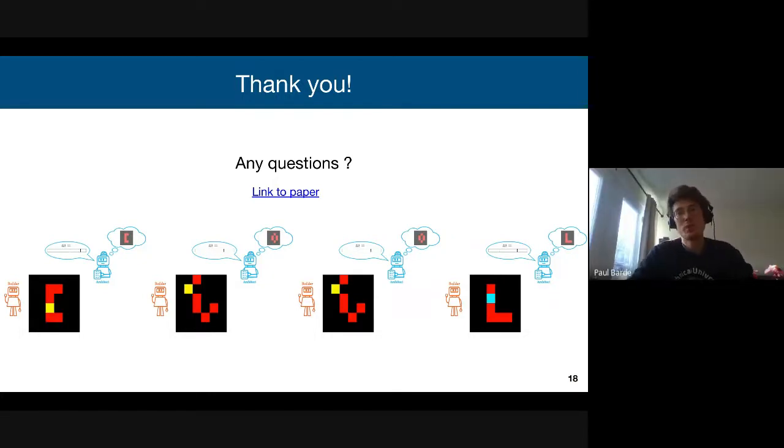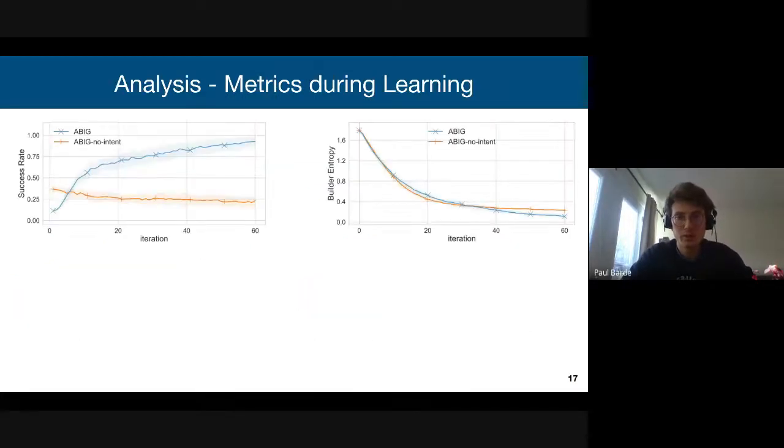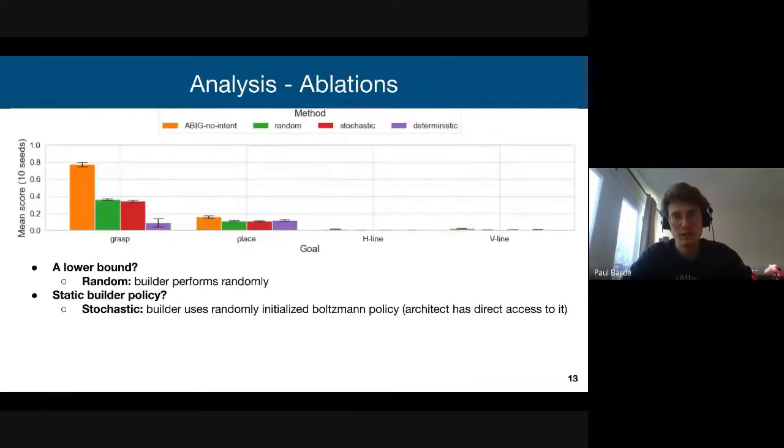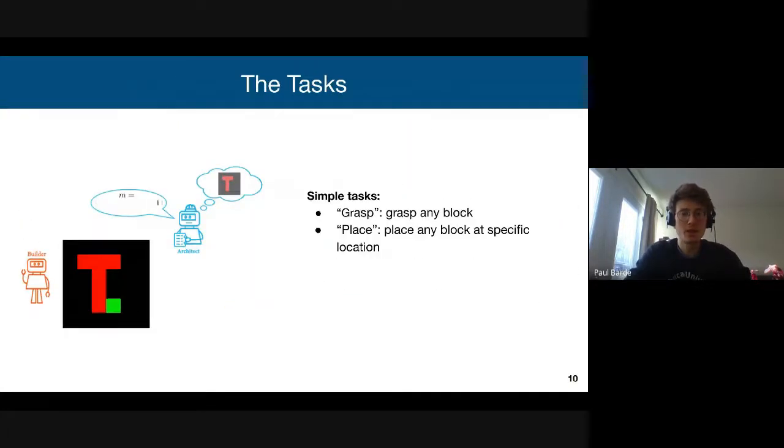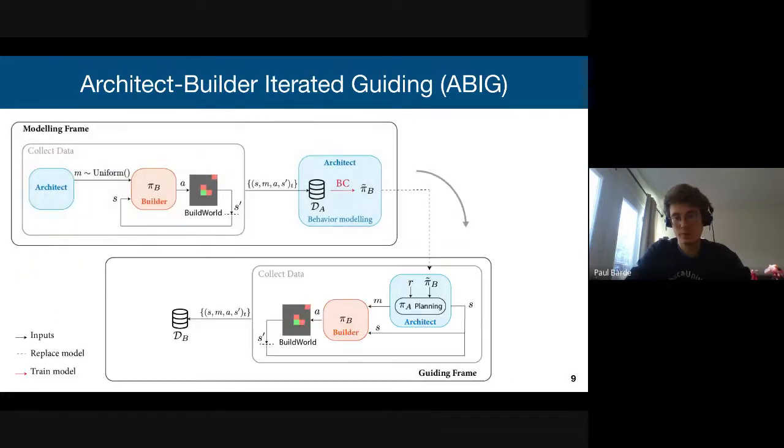Yeah, sure. If you go back to the method, for the architect it's more simple to understand. The architect is going to collect data about the builder's policy, and so it can derive a model of this builder policy. Once you have this model, you can use it to plan how your messages are going to influence the actions that are going to be taken, and so eventually how these actions are going to influence the reward. And so you can do planning and optimize your reward with that.